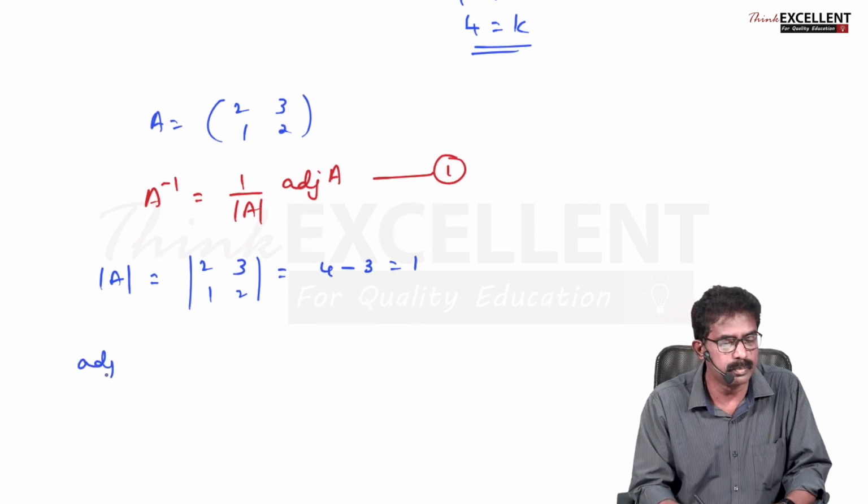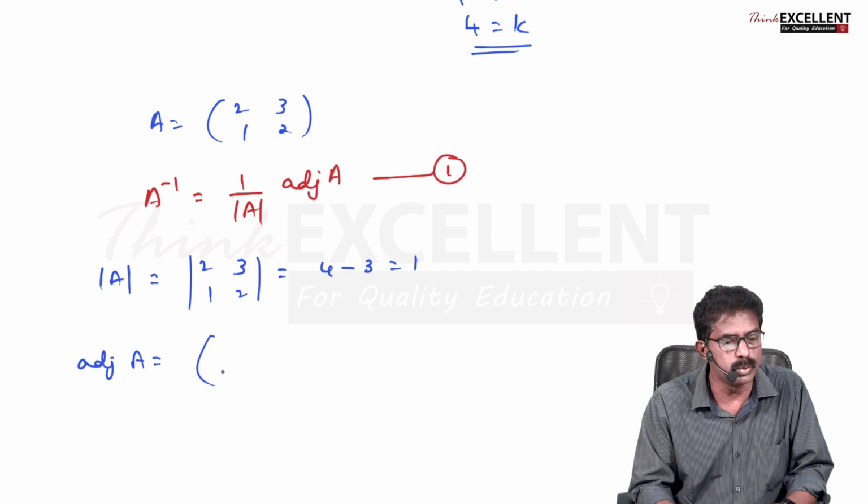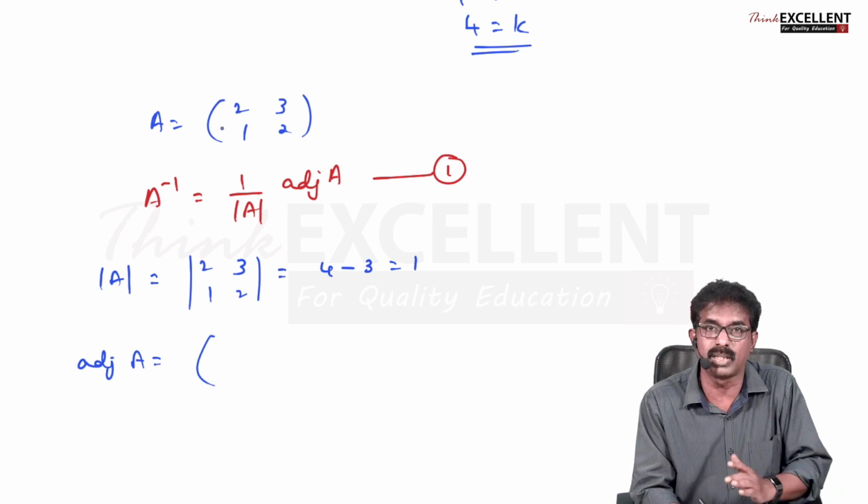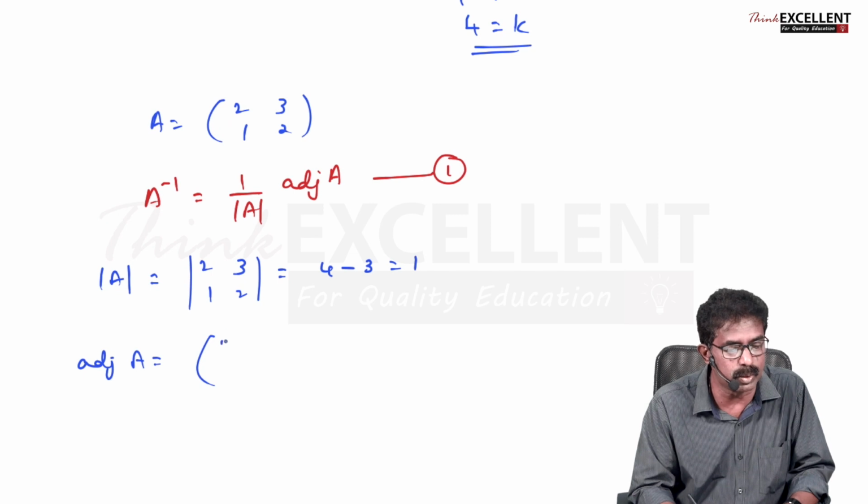Adjoint A, just two changes, right? Principal diagonal 2, 2, interchange. Since both are same, there is no change. It is 2, 2 only.